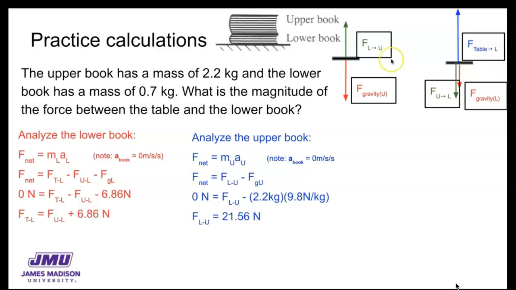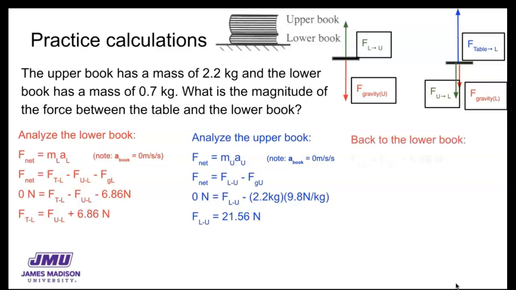So what that means is if this force right here was calculated to be 21.56 newtons, then this force is also 21.56 newtons. Should I make this one 21.56 newtons negative when I put it in? No, because I've already taken care of the fact that it's pointed downward when I put this negative sign in right here in my net force equation. You only want to put it in once.